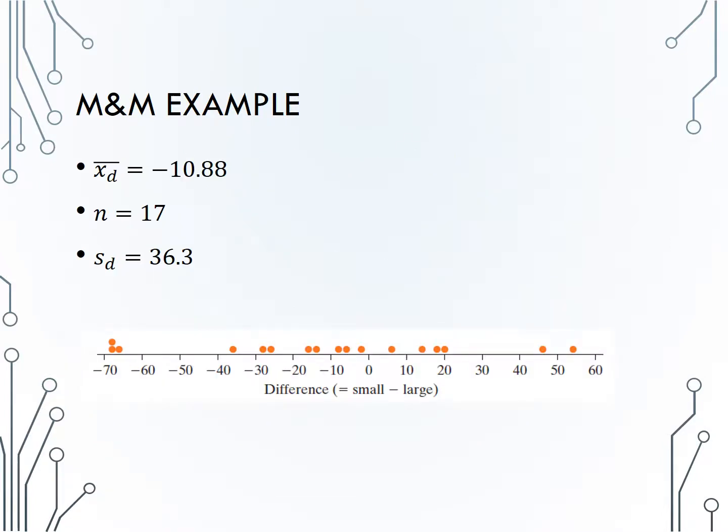Here you see a plot of the differences for each individual on a dot plot with the summary statistics of the mean of differences being negative 10.88, again using small minus large as the order of subtraction. The sample size is 17, and the standard deviation of these differences is 36.3. Use this information to calculate the standard error and standardized statistic. Pause the video while you calculate these values, then play to see your answers.